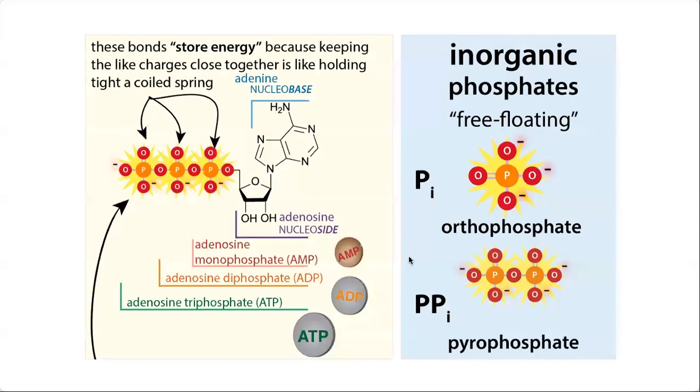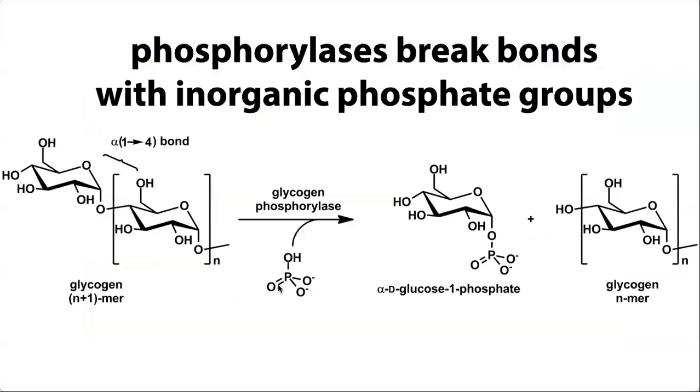So remember, when we talk about inorganic phosphate, that's distinguishing it from something like ATP, something with carbons, one of those quote unquote high energy phosphate bonds. Instead, we just have something like a free floating phosphate group. What this is able to do is, with the help of an enzyme, it can go and actually break bonds. So it can break these glycosidic bonds.